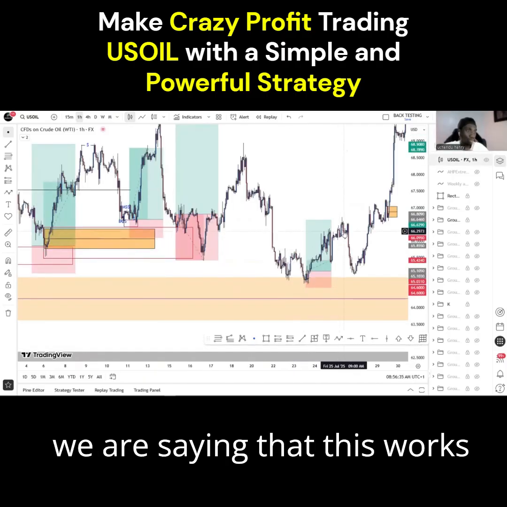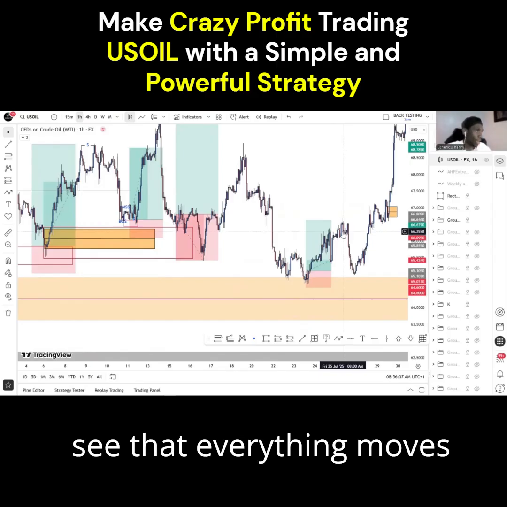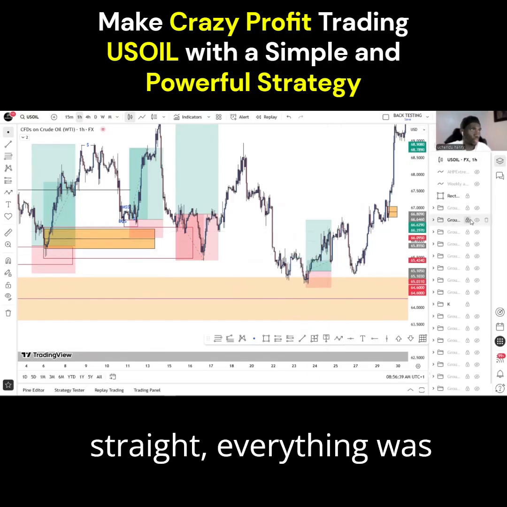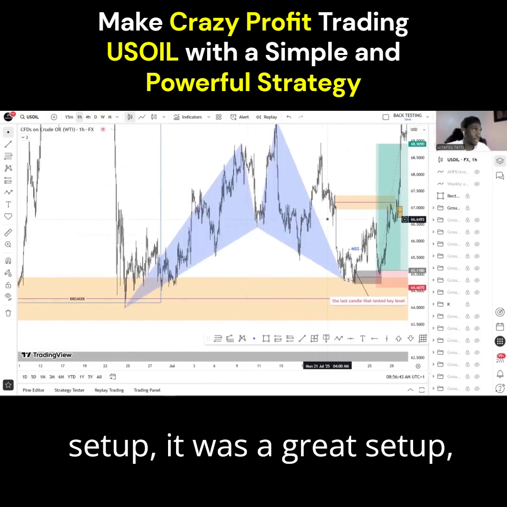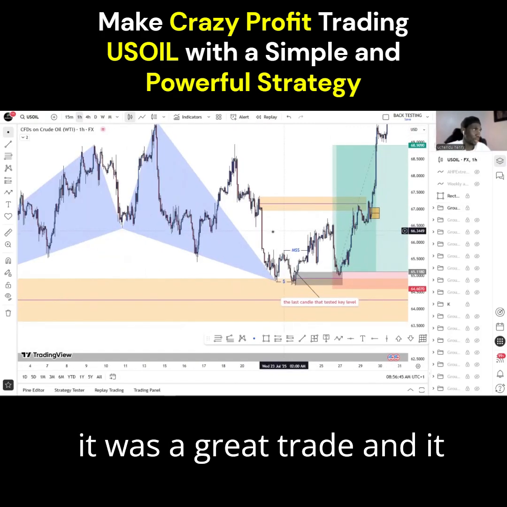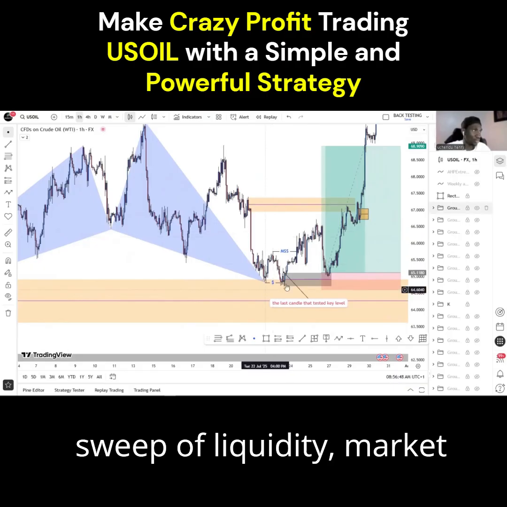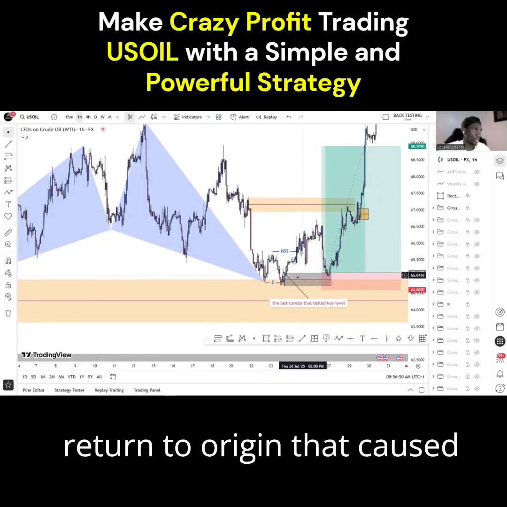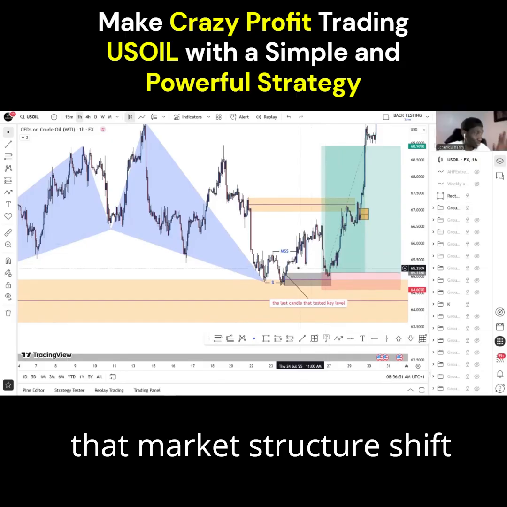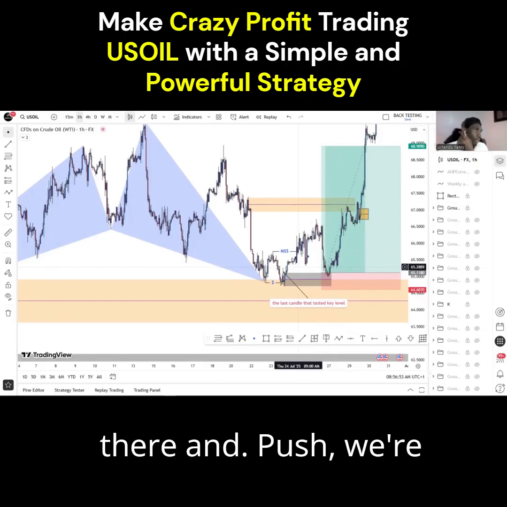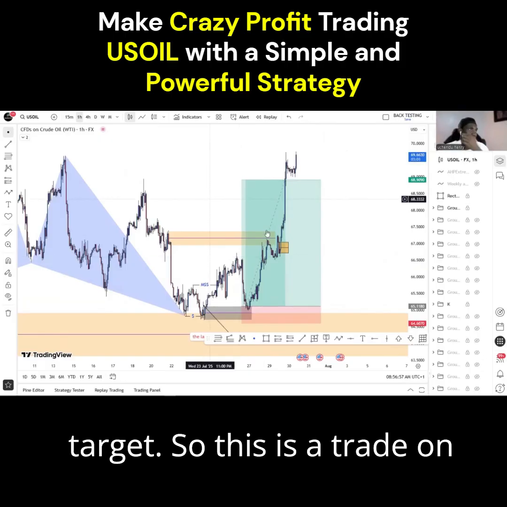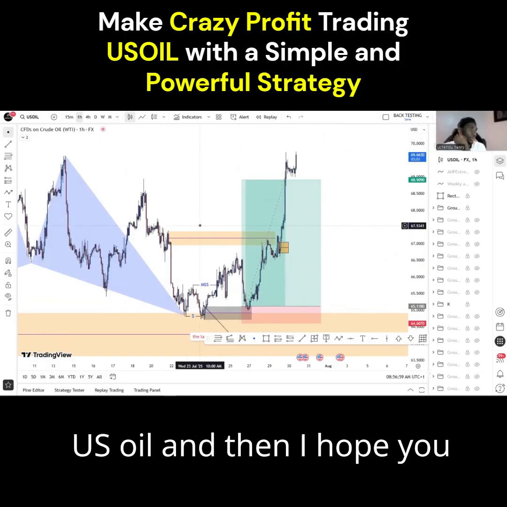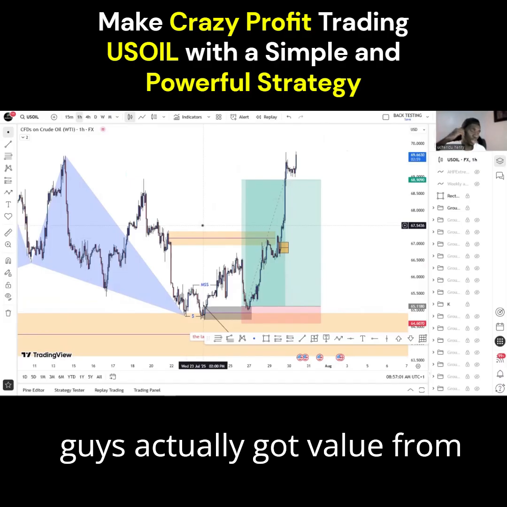But we are saying that this works, and it works great. You can see that everything moves straight. Everything was actually great on this setup. So now for this particular setup, it was a great setup. It was a great trade, and it followed all of our analysis. Sweep of liquidity, market structure shift, and the return to origin that caused the market structure shift with entry that was made there, and push. We were able to achieve our full target. So this is a trade on US oil, and then I hope you guys actually got value from this trade.